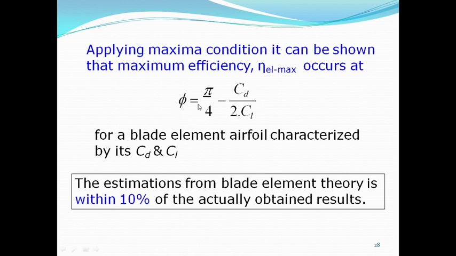So this is the angle we discussed, it's the flow angle. Once we know the CD and CL values, we can find the phi value. As we discussed, the estimations from the blade element theory are within 10% of the actual results. That's really a very good theory. Even though it looks simple, the predictions we obtain from this theory are very, very useful. The error is only around 10% of reality.